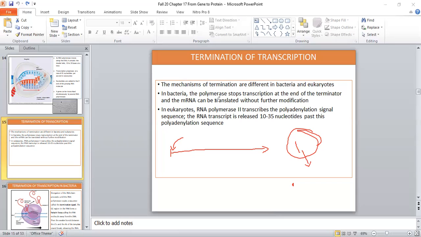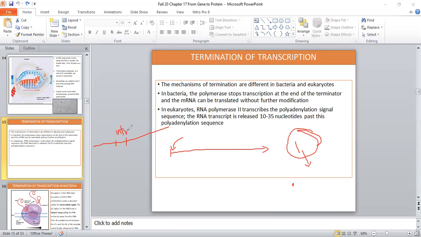One more thing: in bacteria, the polymerase stops transcription at the end of the terminator, correct? And the messenger RNA can be translated without further modification, immediately. Here in the eukaryotic cell, after this messenger RNA has been made, there is RNA splicing. You know this from A level, the spliceosomes, isn't it? Some parts of this messenger RNA do not code for anything, like introns.